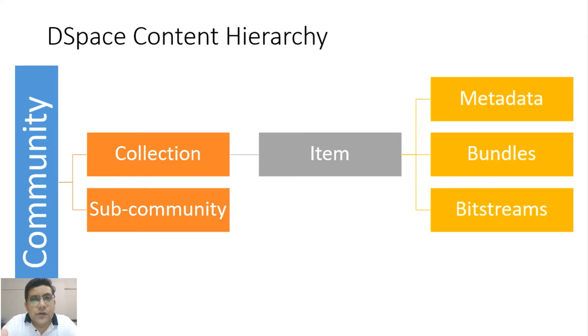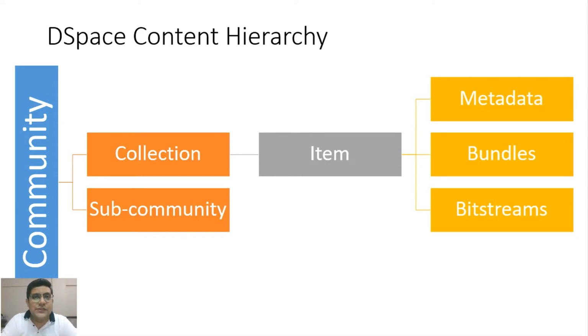So we have the community, the very first thing. In communities, we have the sub-community, and then we have collection points, and every collection point has some items. An item has some metadata, bundles represent bitstream, and bitstream has the raw file, metadata, and so on. So this is actually the DSpace content hierarchy. So let us do some practical work.